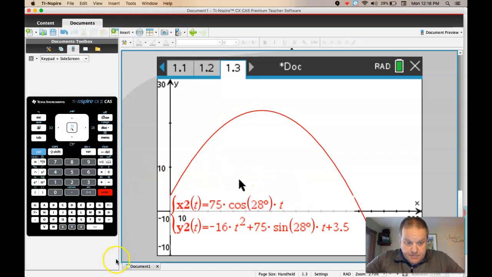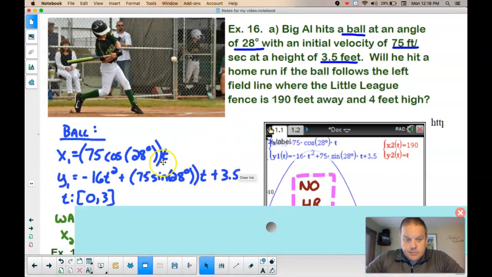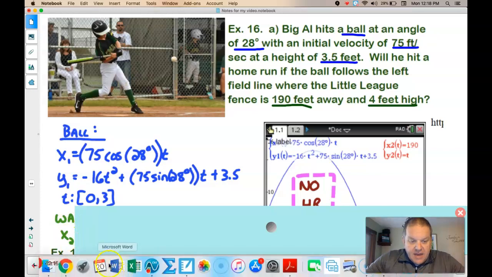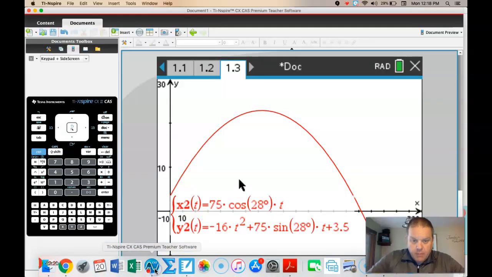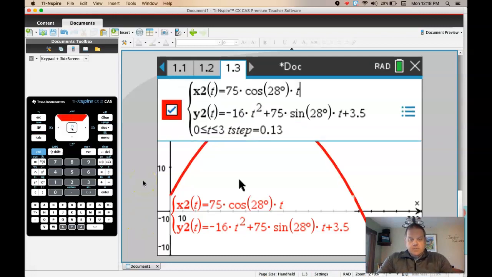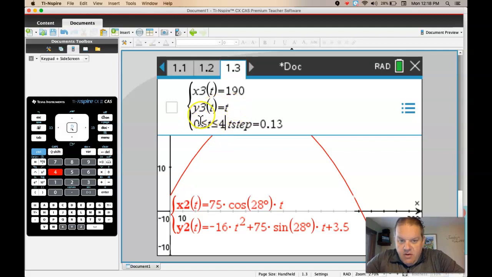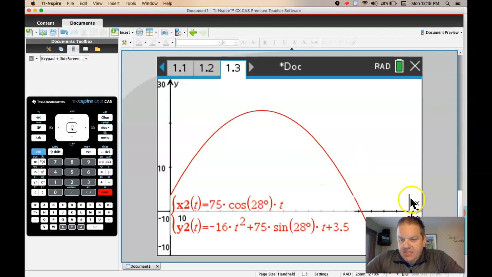Now, another way of doing it is, because we're dealing with a function here, we can also do the wall's function. So the wall is 190 feet away and it's 4 feet high. How I can quote unquote build the wall parametrically is, I want to set this at 190 feet because that's how far away the wall is. And I'm going to set this at t, and make t go from 0 to 4. So it's going to calculate the height of the wall from 0 feet to 4 feet at 190 feet away. And there's my wall right there.